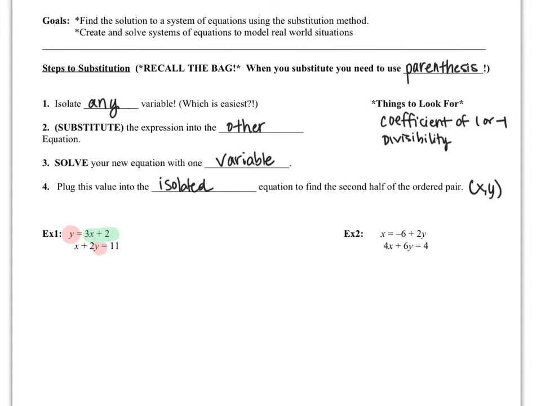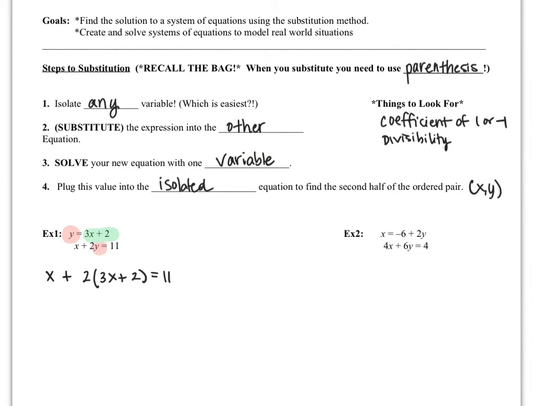So this is what this would look like. Here's my bottom equation, x plus 2 times y, but oh wait, I can't use y, so I'm going to have to use 3x plus 2. And I have to put that inside parentheses because 2 is multiplying everything that y is, which means that 2 needs to multiply both the 3x and the 2. So I need to have this in parentheses in order to distribute. I substituted in using parentheses, and now I'm going to solve my one equation that only has the variable x.